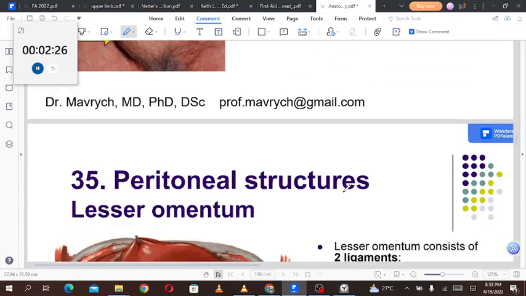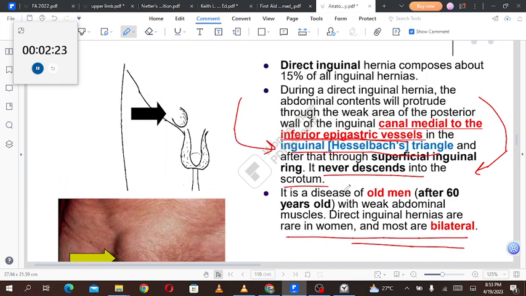And then we'll talk about femoral hernia. Okay, we'll not talk about femoral hernia, but femoral hernias are more common among females.